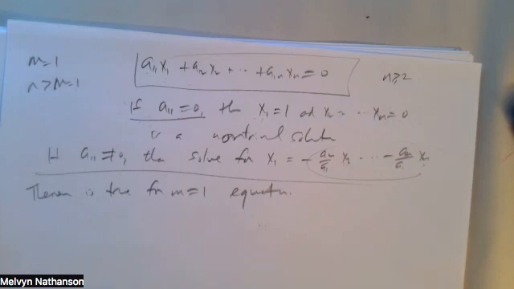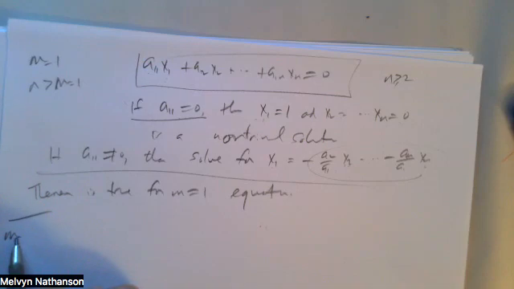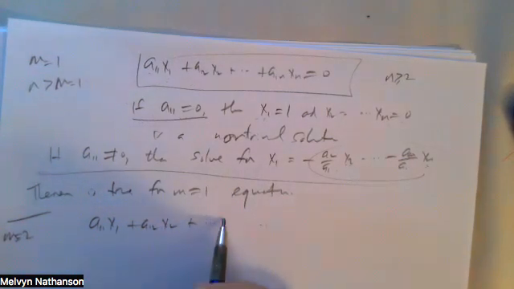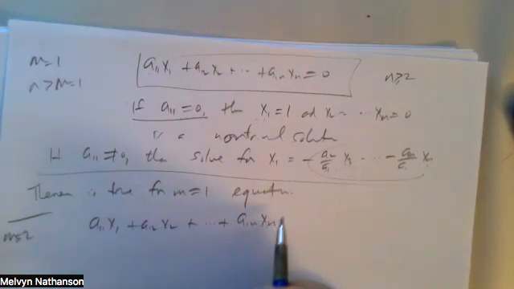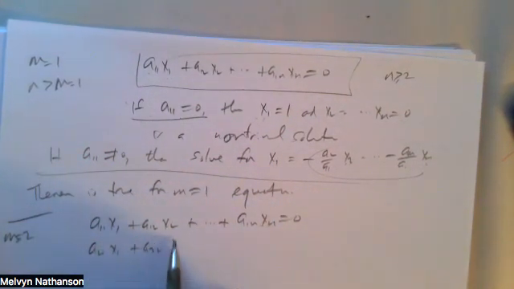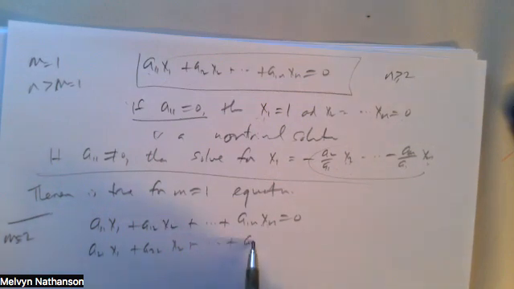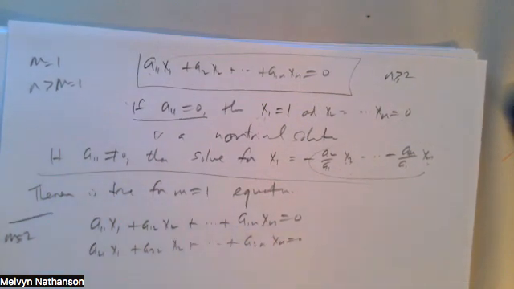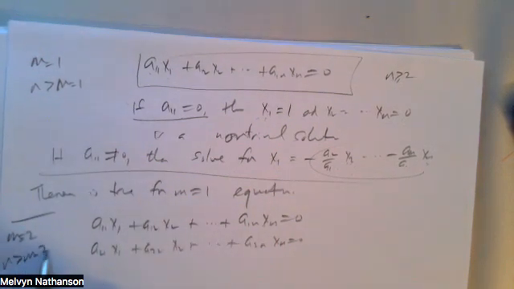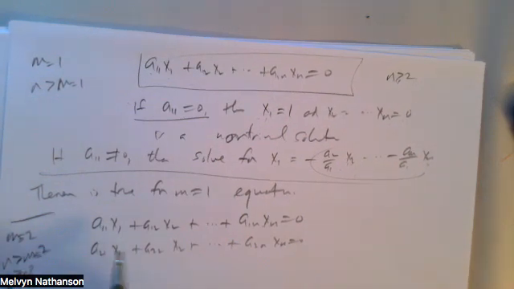Let's look at the case m equal 2. In this case, we have 2 equations, a11x1 plus a12x2 up to a1n xn equals 0, and a21x1 plus a22x2 up to a2n xn equals 0, and n is bigger than m, which is 2. In other words, n is at least 3. So we have 2 equations and at least 3 variables.